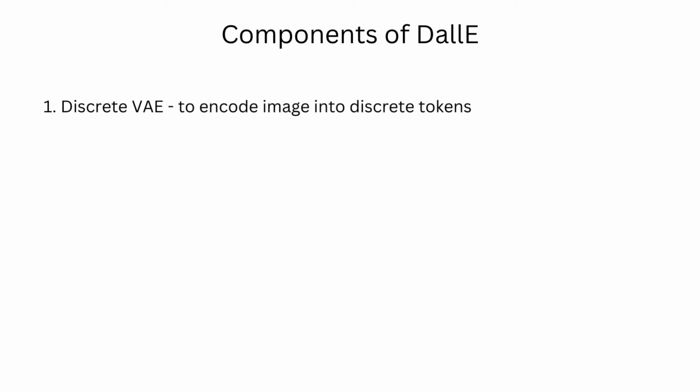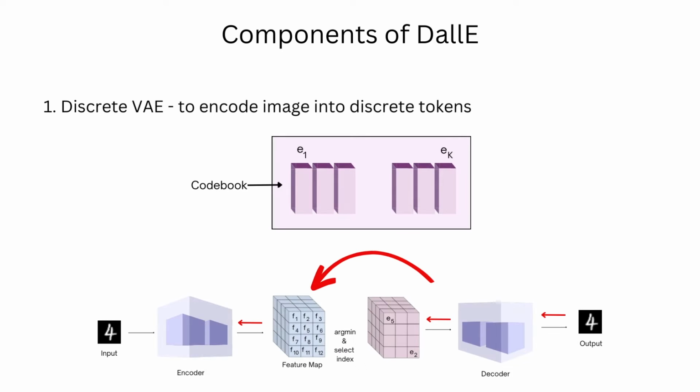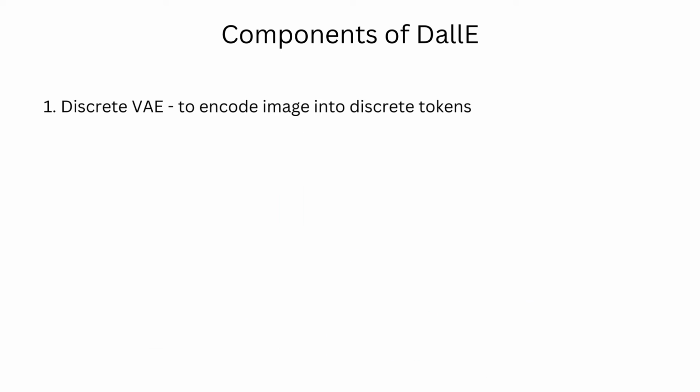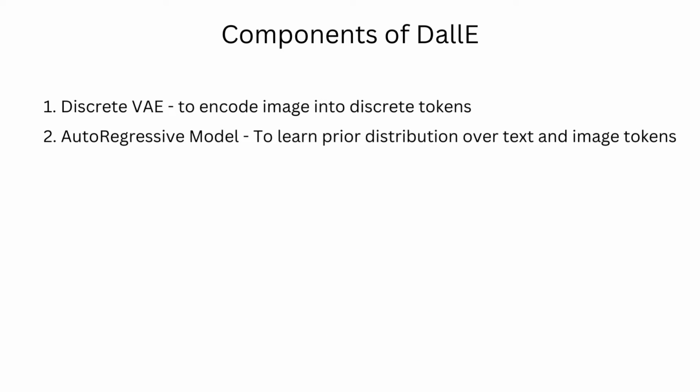DALL-E basically has two components. The first one is the discrete variational autoencoder, whose responsibility is to encode an image into a set of discrete tokens and then learn to decode the image from these discrete tokens. It's kind of similar to a VAE with a minor difference in how it's trained. The second component is an autoregressive model, which learns the prior distribution over the text and image tokens.